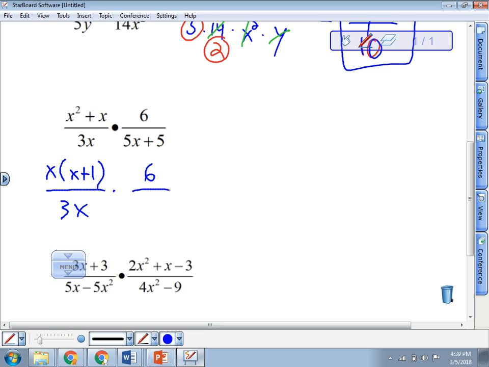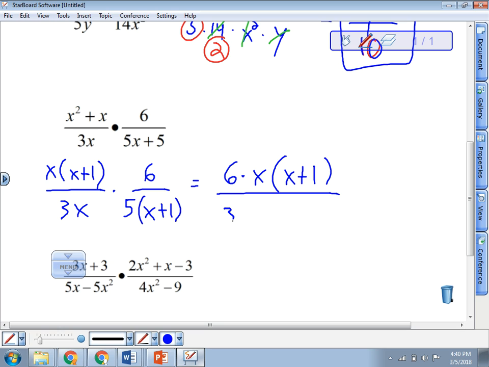Obviously, nothing can be done with the 6. But this 5x plus 5, I can factor out. It has a GCF of 5. And always look to take the GCF out first, especially with binomials. So I'm left with x plus 1. Now, some of you can see already that things are going to cancel out, but I'm going to take that additional step, doing numbers first. So this will equal 6 times x plus 1, over 3x times 5 times x plus 1. And now you can see things line up.